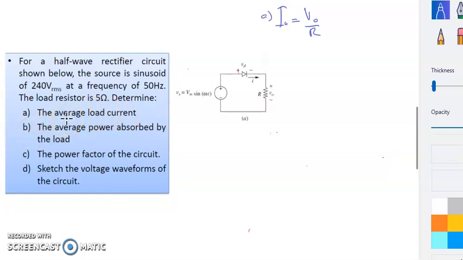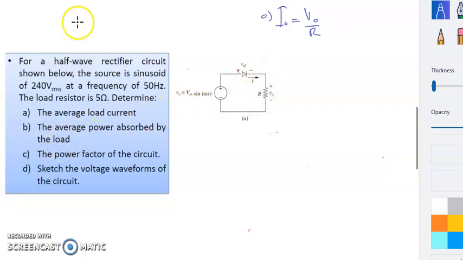Now, if we're dealing with the output of DC, so for this converter, we are converting AC to DC. So the meaningful element is the average. We are not measuring the RMS, but we are going to determine the average. Okay, so the average load current. So what is the amount of current that flows into the load?